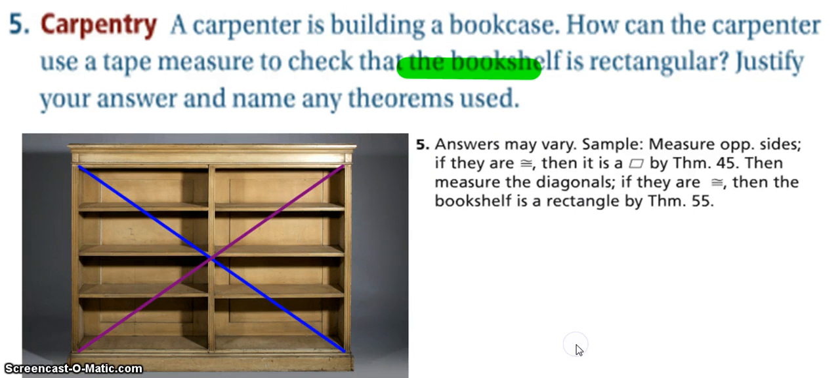If we want to go even more detailed, we would want to measure the top and bottom first to make sure they're congruent, the left and right first to make sure that they're congruent so that we know that it's a parallelogram. And then we could make sure that the diagonals are congruent to fully verify our rectangle.